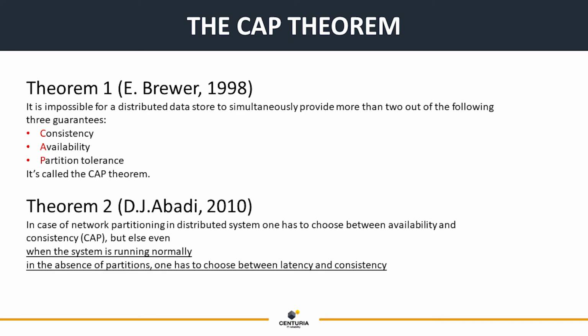Theorem 1 says that it's impossible for a distributed data store to simultaneously provide more than two of the following three guarantees: consistency, availability, or partition tolerance. It's called the CAP theorem. The second one says that in the absence of partitions, one has to choose between latency and consistency.